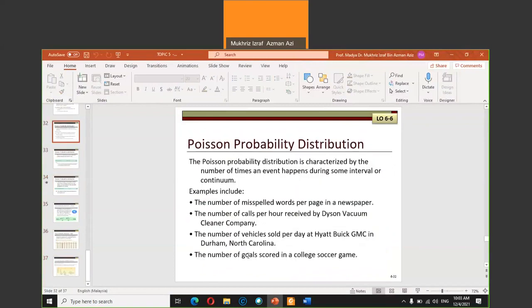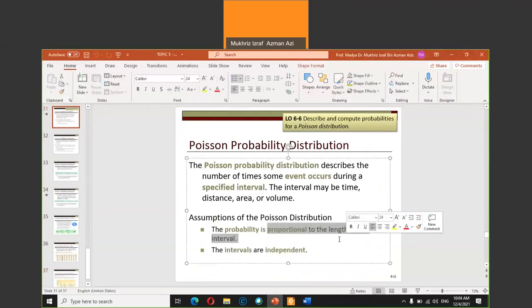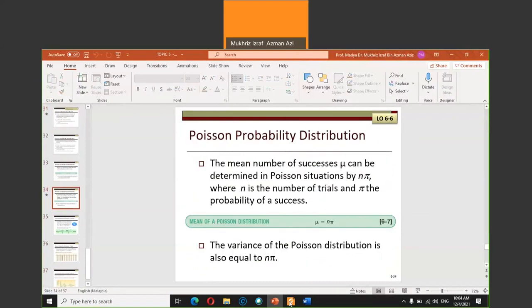Which is what we discussed just now. The probability value is proportional to the length of the interval. So if there are 2 emails in 1 hour, that means it will be 4 emails in 2 hours. Okay, so that is how you convert.